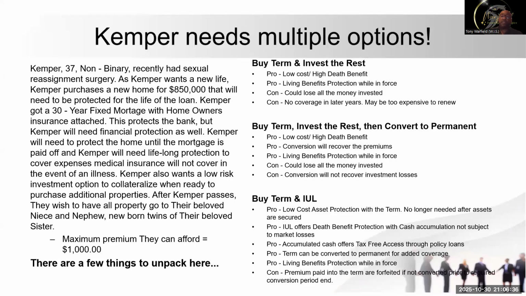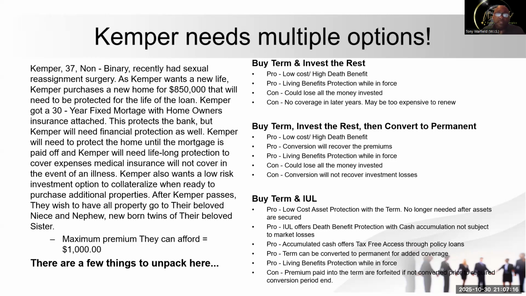So with that $1,000, there are a few things that we need to unpack here. So again, we want to talk about buying term and investing the rest. So let's see what that looks like real quick. Buy term and invest the rest, pros and cons. Pro, low cost, high death benefit. Pro, living benefits if you got it. Con, you're going to lose the money that you invested, or you possibly can lose the money that you invest. And after the policy expires, there's no coverage later on in life. If you have that increasing term, you might have coverage, but how much is that coverage going to cost? And again, I ask you to stop right now and take a look at what that looks like, right? So we'll talk about that later on.